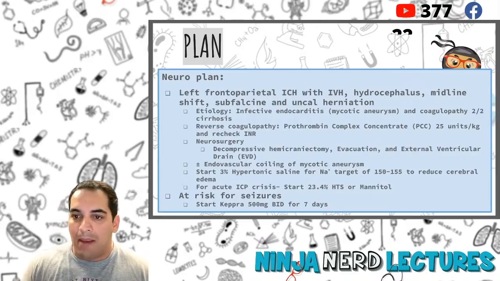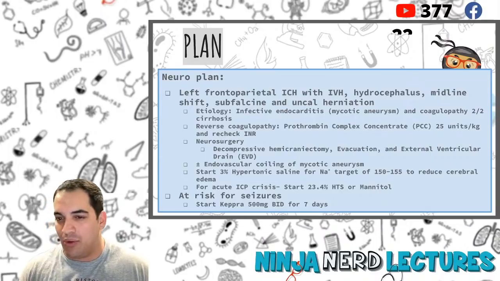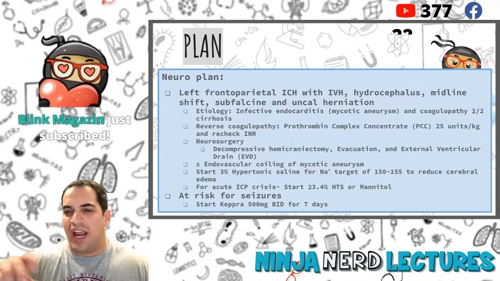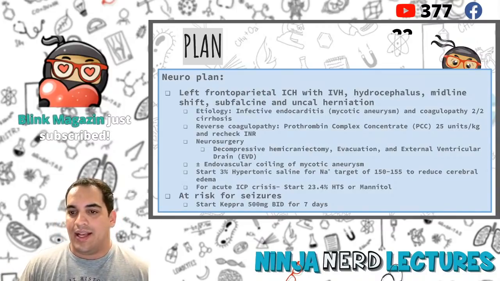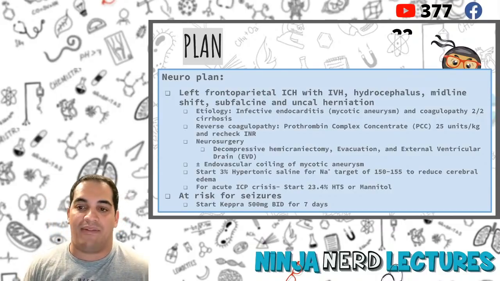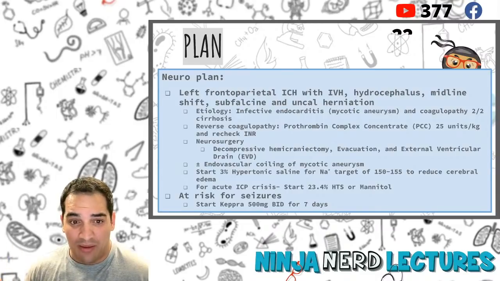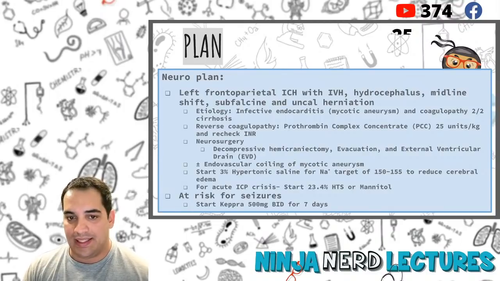So I want you guys to remember that whenever you have somebody with a coagulopathy, most likely cirrhosis, and you're trying to reverse or change the INR, the quickest drug to do that is prothrombin complex concentrate, PCC. There's another one called FFP, and you can also give vitamin K in this situation, but the one you're going to get the most effect from right away is PCC.